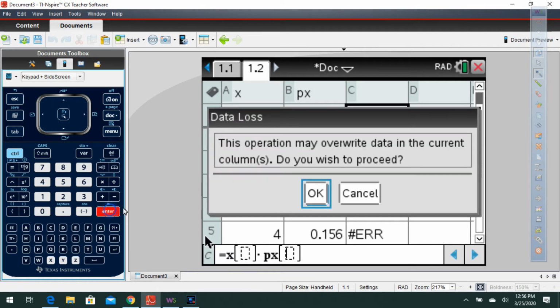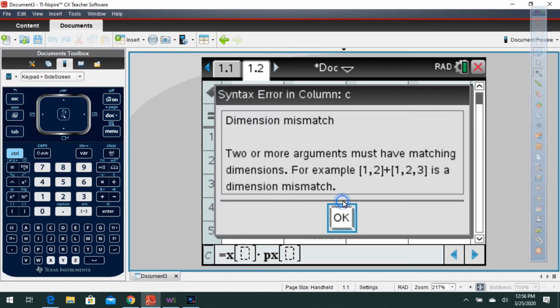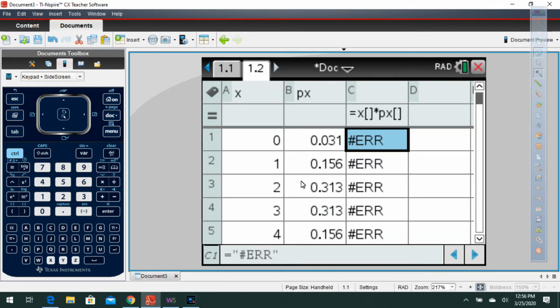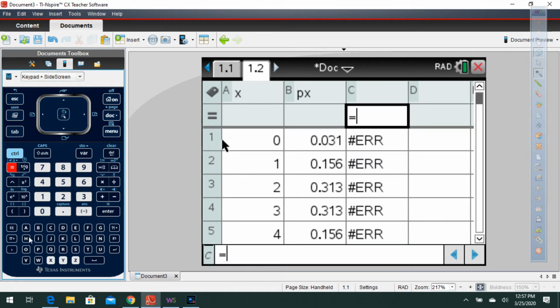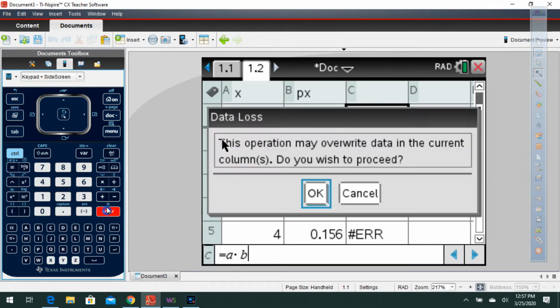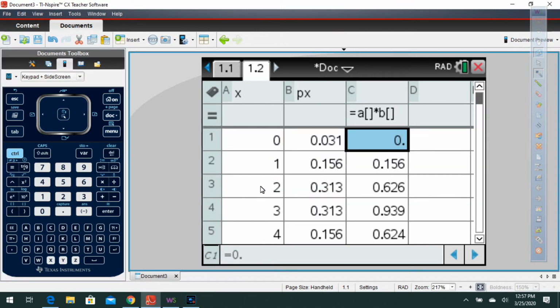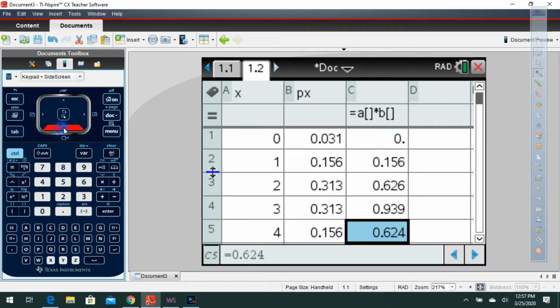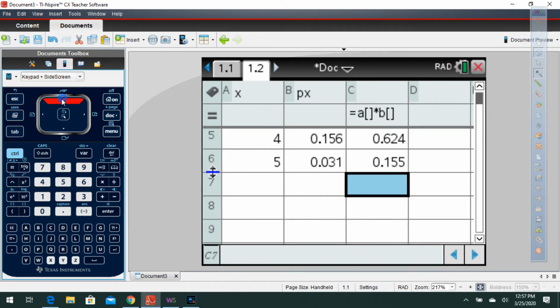See if that fixes it. Okay, that didn't fix it either. So how about equals A times B? That fixed it. All right, so that's perfect.